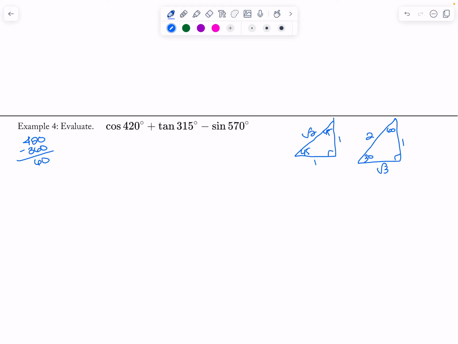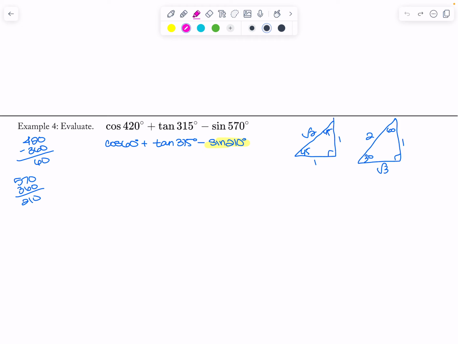Okay. And then 315, that's fine. And then 570 is 210. So this is the cosine of 60 degrees plus the tangent of 315 and then minus the sine of 210. So we can't forget what we've done in previous lessons, right? In previous lessons, we found reference angles, and then we simplified just the regular. We did one at a time, right? Now I'm going to have to simplify it more where I have a string of things that I need to go through and simplify. So you could take them one at a time if you wanted to, or you could write them all together. It's completely up to you.